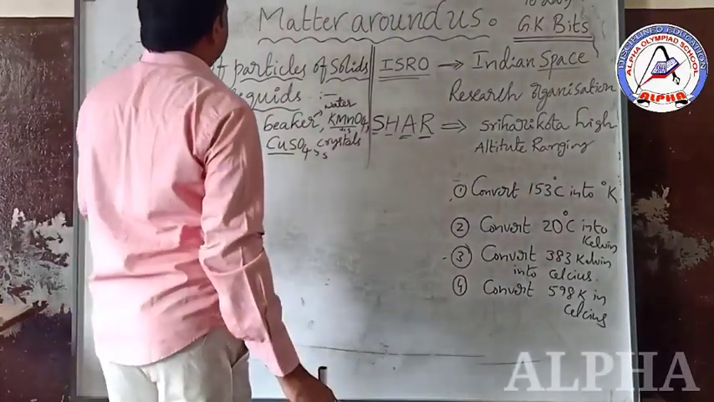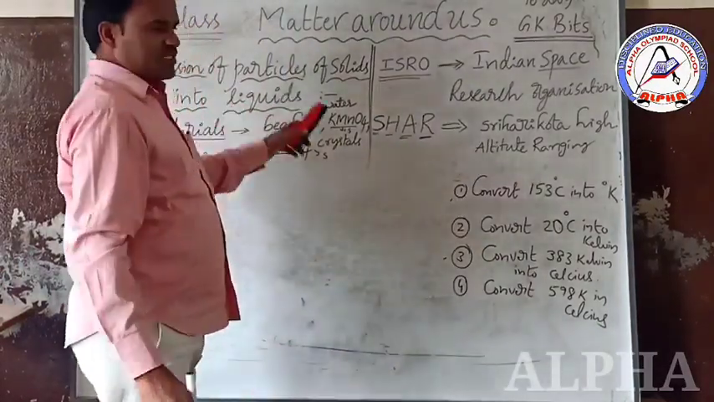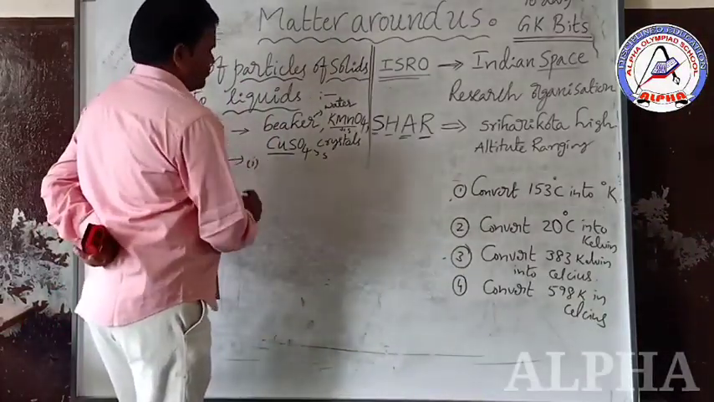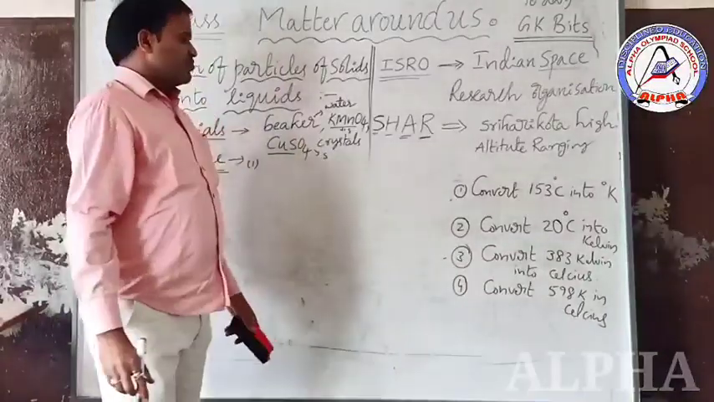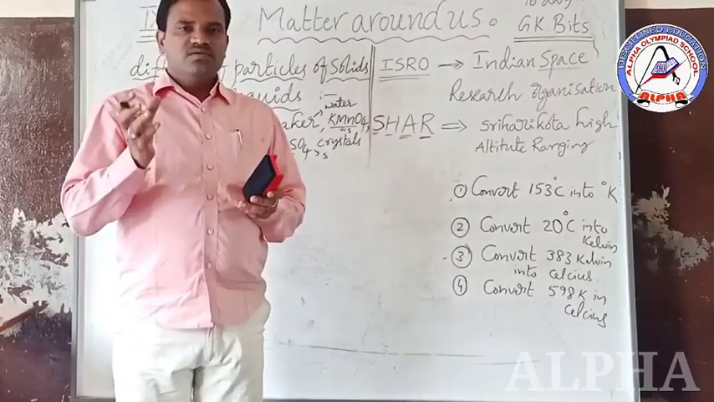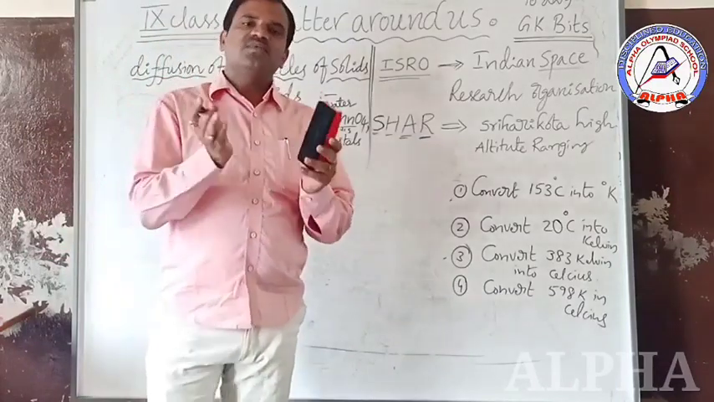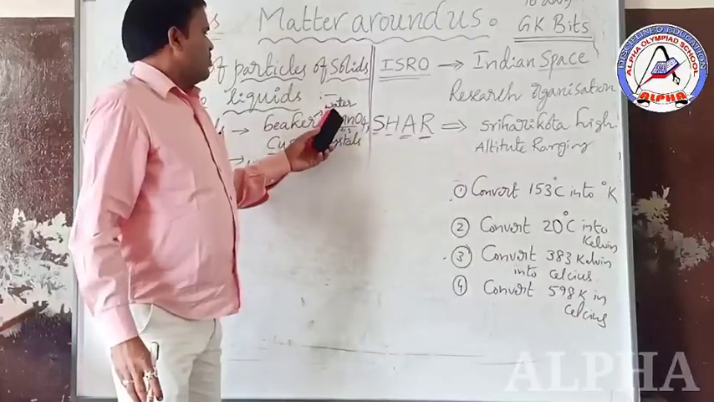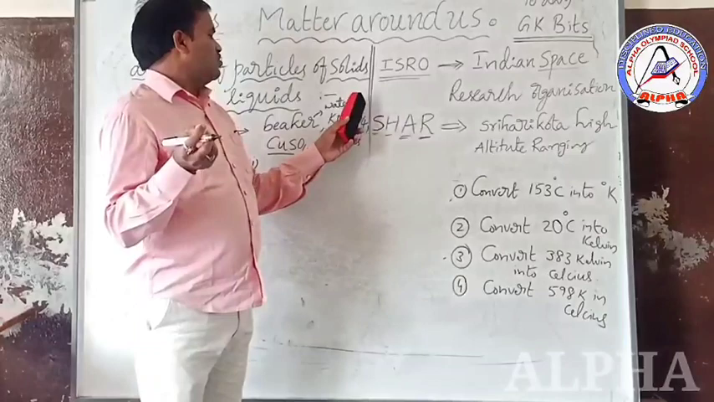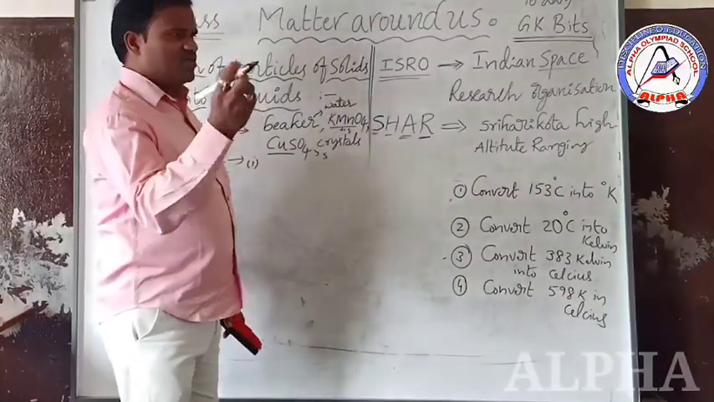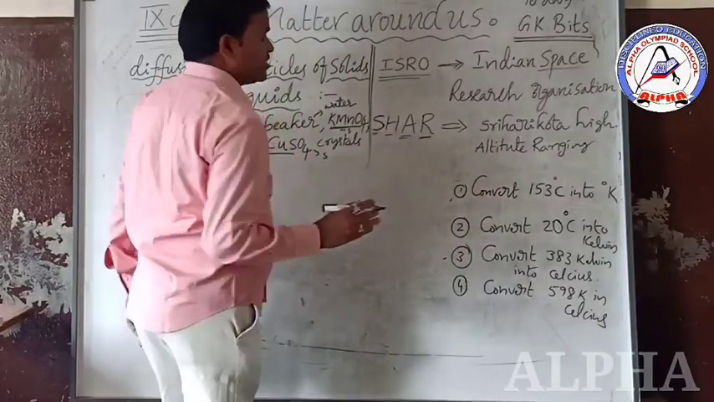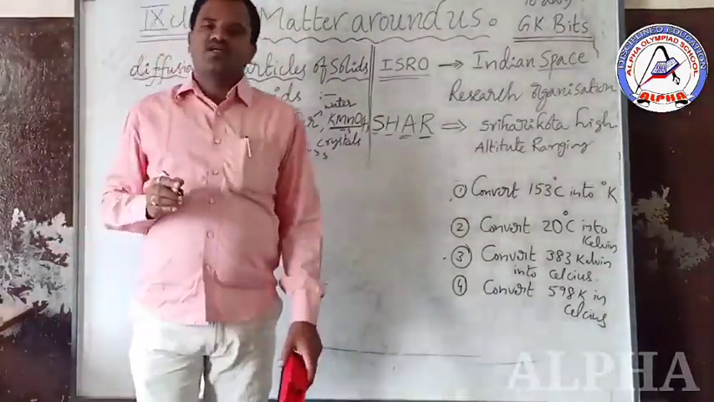Right. Diffusion of particles of solids into liquids. First, take a beaker, and the beaker is filled with some water. Next, add one or two or some more crystals of potassium permanganate into the water.